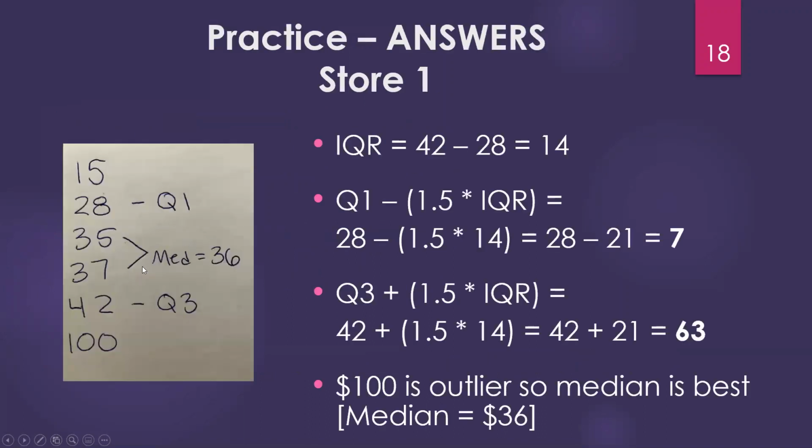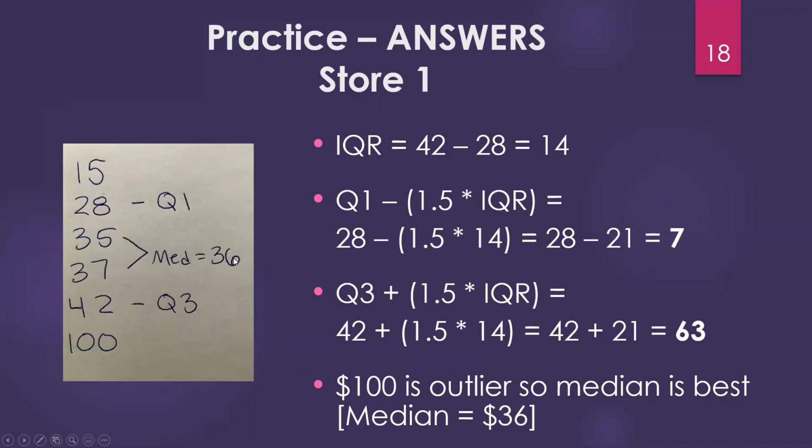And then the first step is to calculate the median. Here we have an even number of values. There's 6 values. So there's not one value in the middle. There's 2 values in the middle. When there are 2 values in the middle, we take the mean of those 2 values. So 35 plus 37 divided by 2, that's the formula for the mean, gets us a median of 36. So our median is 36.